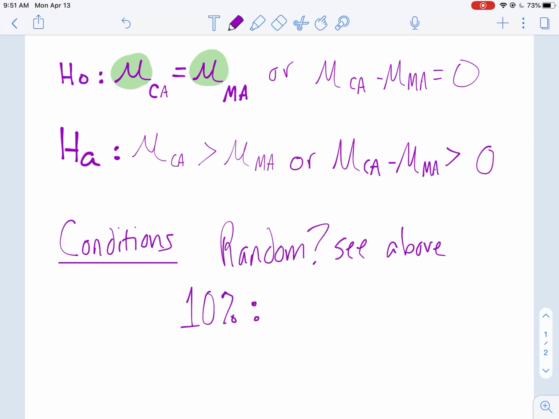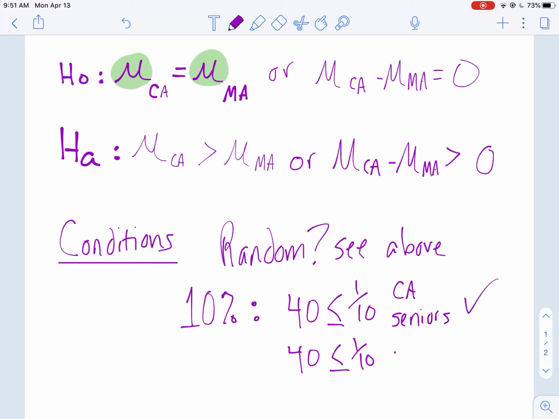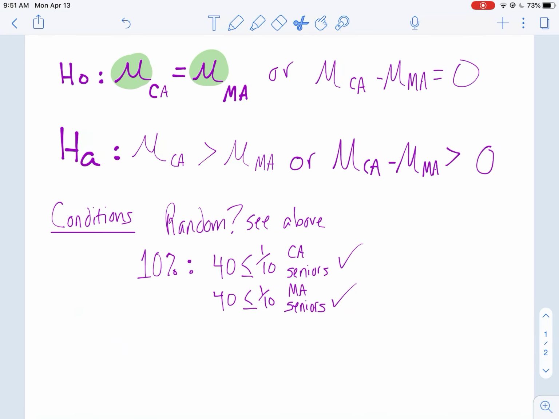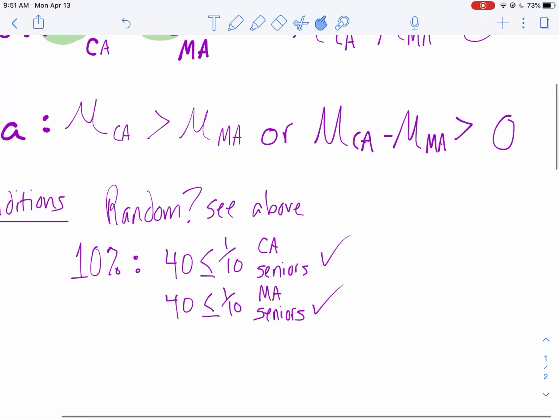All right, now next one, 10% condition. I have to check this for both of them. I had 40. Is that less than or equal to 10% of California seniors who took the SAT? I think it's fair to say that 40 is less than 10%. I've got to do that for Massachusetts as well. Is 40 less than 10% of Massachusetts seniors who took that SAT? Certainly is, so I'm giving that a check mark. I've got two conditions out of the way.